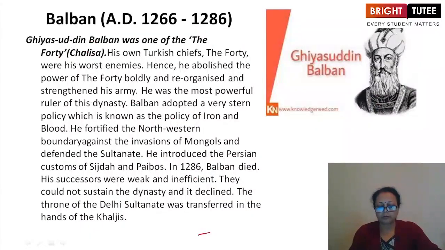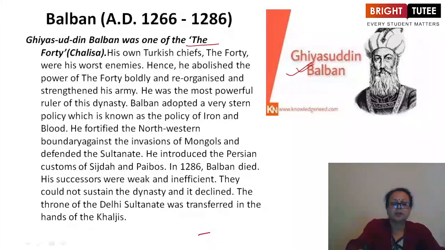This is another ruler of the Delhi Sultanate, Ghiyasuddin Balban. He was another most important ruler of this slave dynasty. He was also one of the members of the Forty, the Chalisa, which was introduced by Iltutmish. Also known as the Turkan-e Chahalgani, this is the revised name of the Chalisa, the Forty, and the real name introduced by Iltutmish was Turkan-e Chahalgani. So this Ghiyasuddin Balban was one of the Forty.